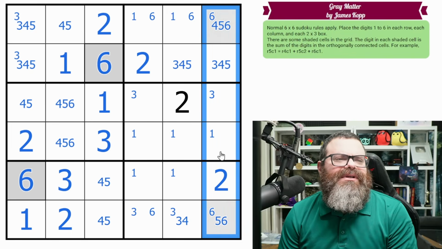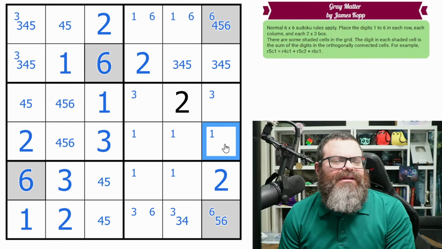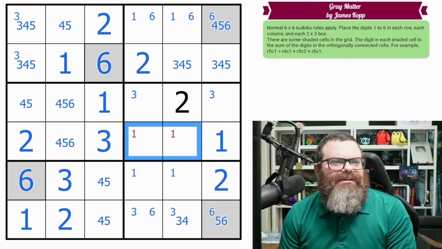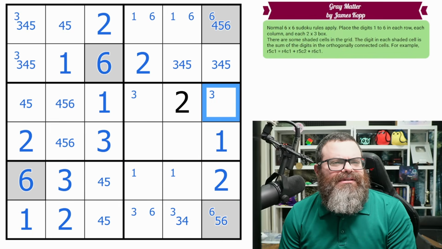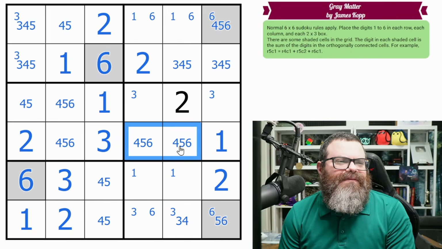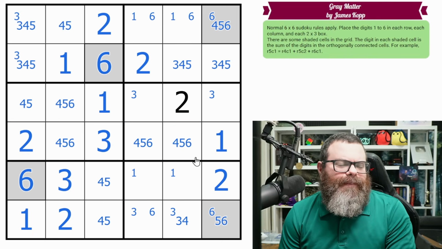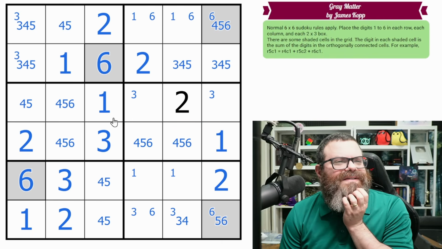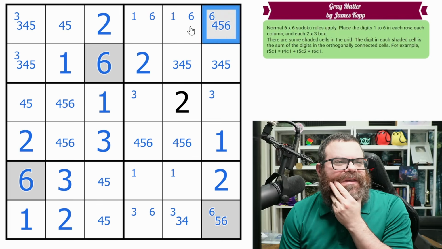1 in this column can only go here, because we have this one here. So this is down to 3, 4, 5, 6. These are down to 4, 5, 6. Are we getting anything out of this? Maybe this sum needs to be thought about a bit more.